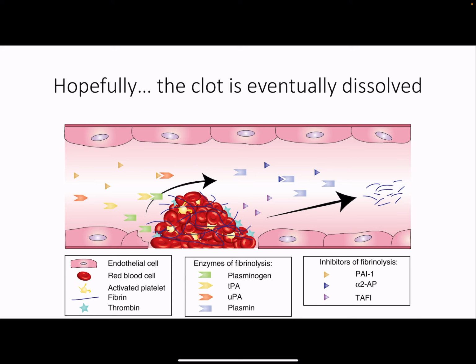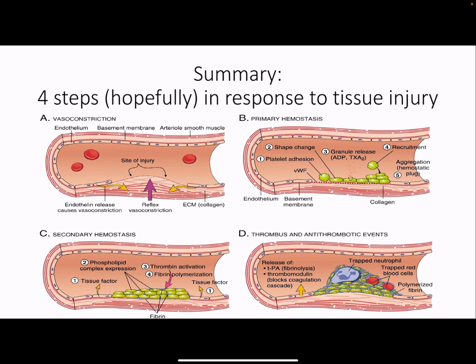Hopefully, eventually, we get the clot. That's great. We preserve our resources, our blood, but eventually we want this clot to go away. So this is where we're going to have plasmin break down the fibrin mesh, and the platelets will dissolve and go away. And so just a quick summary, even in the beginning intro. Step 1, vasoconstriction. Step 2, primary hemostasis with the platelets. Step 3, secondary hemostasis with the coagulation proteins. And then the last step is going to be dissolving the clot with TPA and activating things like plasmin.